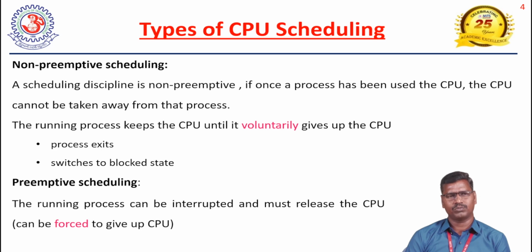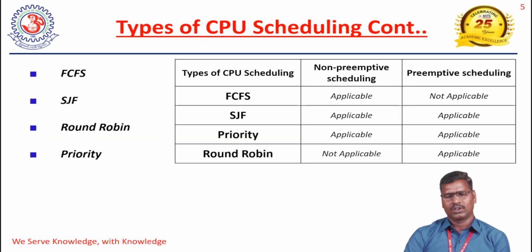Mainly, in non-preemptive scheduling, one process enters the CPU and is completed, and then the next process begins to execute. In preemptive scheduling, whenever a process has entered the CPU, we can stop it immediately and interrupt it, and a new process is executed. Preemptive scheduling means the running process can be interrupted and must release the CPU; it can be forced to give up the CPU.